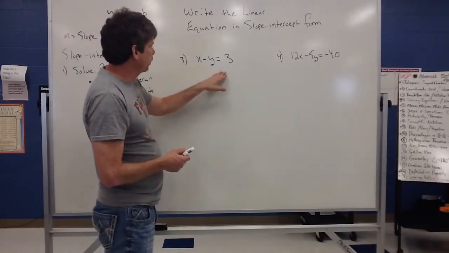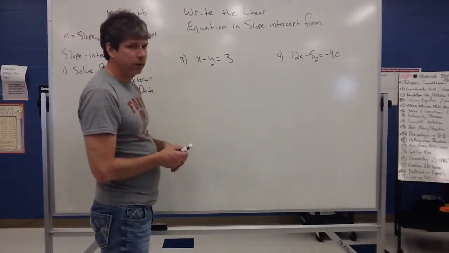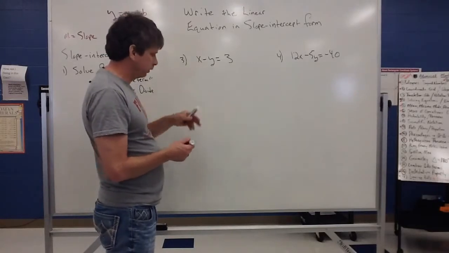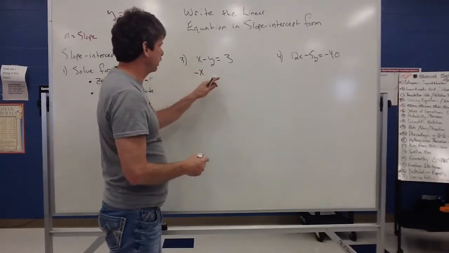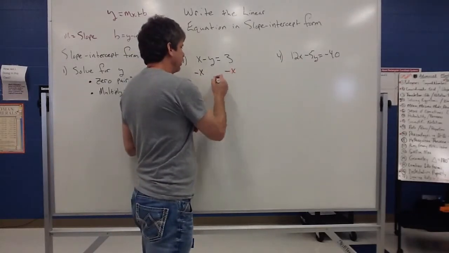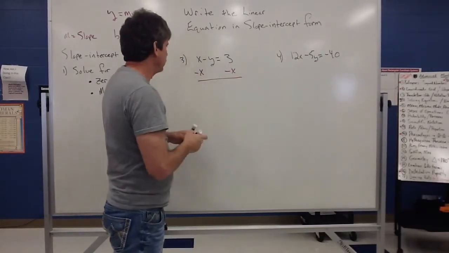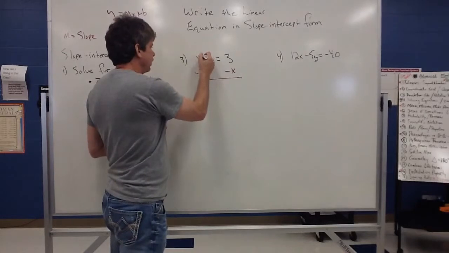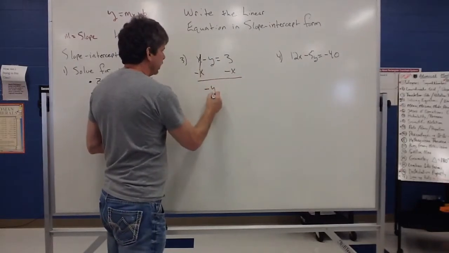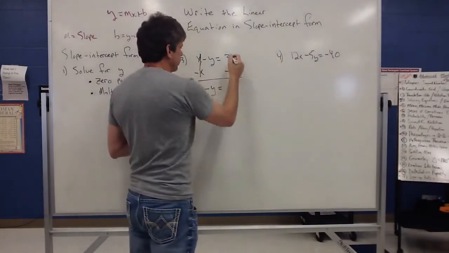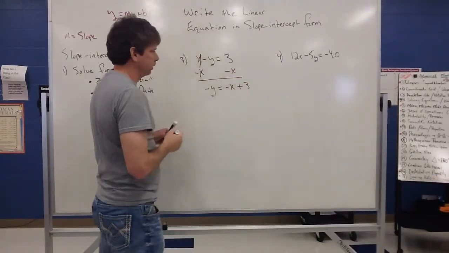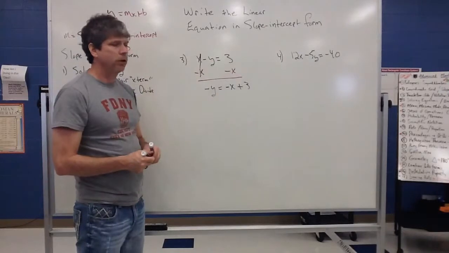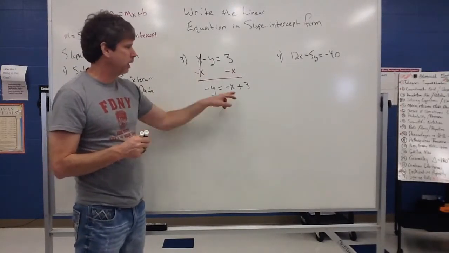So looking at this first equation, I have x minus y is equal to 3. We want to get rid of that x, and we can use its zero pair, which is a negative x. But if I put that on one side to keep it balanced, I also got to put that negative x on the other side. We do pick up on that this x and negative x are going to zero out. I have my negative y is equal to then a negative x and a 3, or negative x plus 3.